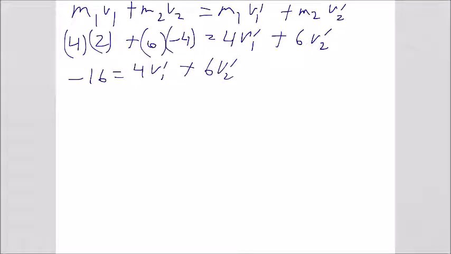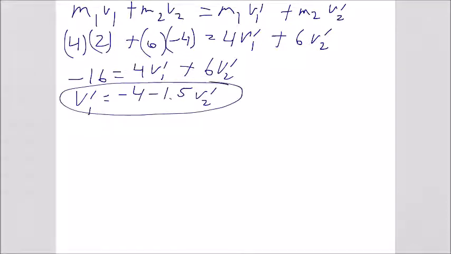We could solve that for either v1 prime or v2 prime. I'm going to solve for v1 prime. So all I need to do is subtract the 6 v2 prime from both sides and then divide both sides by 4. And that ends up giving me v1 prime is equal to negative 4 minus 1.5 times v2 prime. That's going to be really important here in a second.